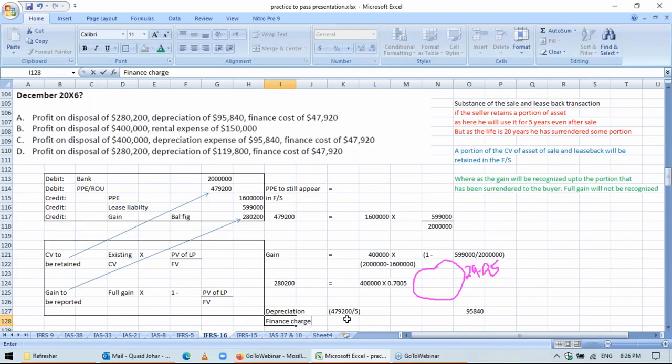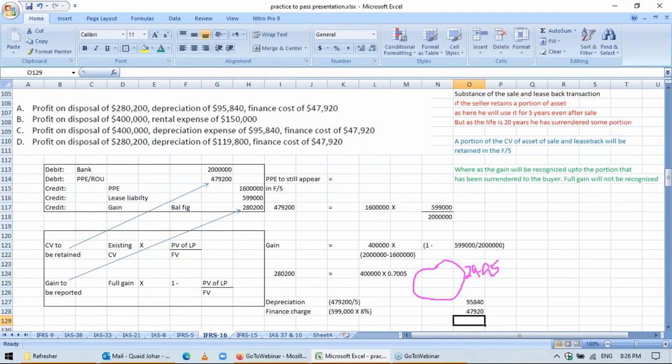after the sale and leaseback. So what was the liability? The liability was 5,99,000, and this remained until 1 year's time, and the interest rate on it is 8%. So calculate 8% on 5,99,000. This gives you 47,920. So the depreciation charge, the finance charge.